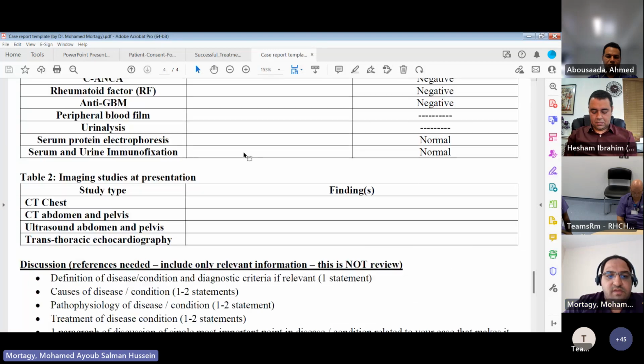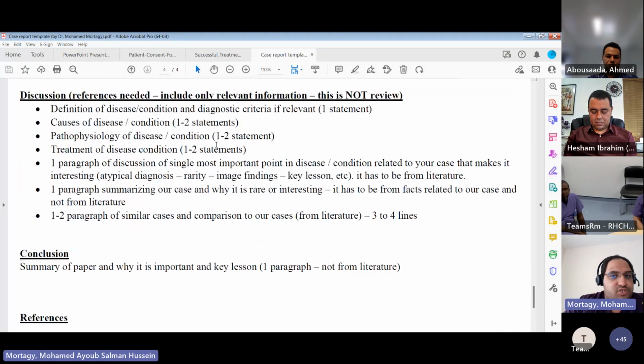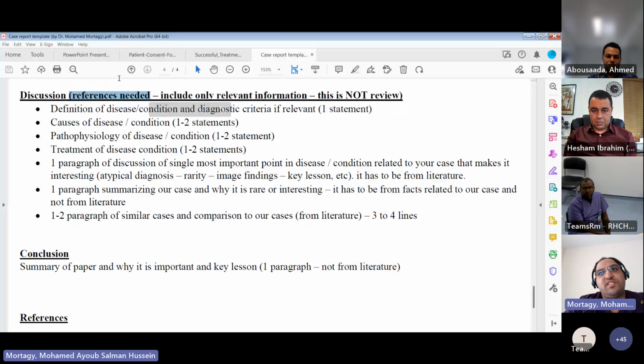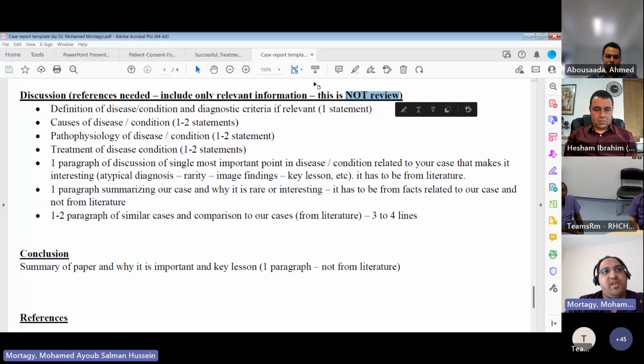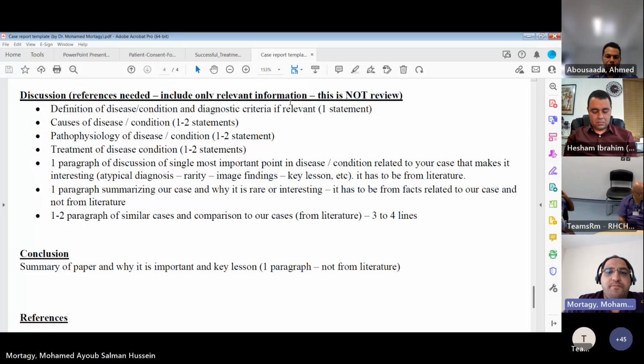And then the next step will be discussion. Usually you have a lot of references here because everything you will say, basically, it depends on literature, on your search in PubMed, for example. But only include relevant information. Let's say you're talking about Moyamoya disease and its association with Graves. This is not a review. We're not going to discuss everything related to Moyamoya or Graves. No, we're not doing this.